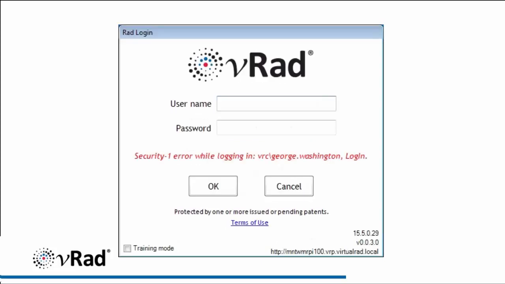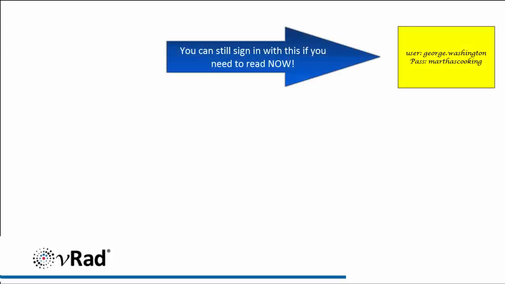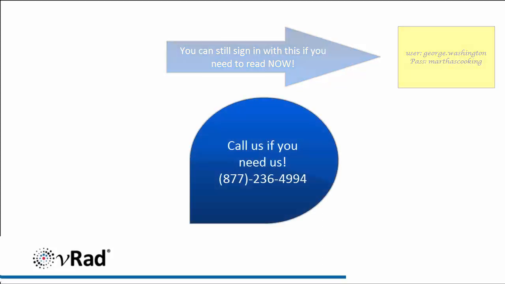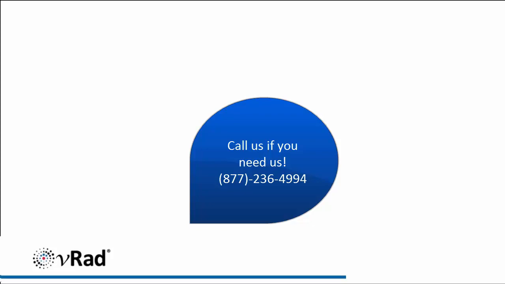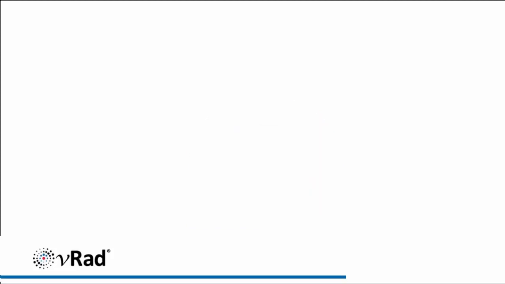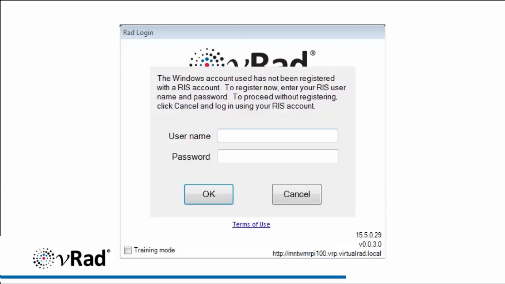process. If you receive a message indicating that you have an authentication failure, you should try your username and password combination again. Please recognize the importance of the /VRC before the username. If you continue having issues, you can still log on using your old username and password if you need to read studies. At this time, you can also call the tech support line, and we can typically address the password issues very quickly.